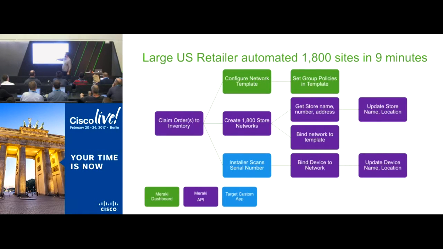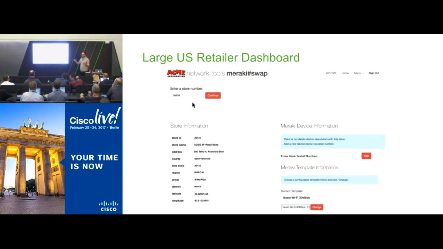So now you see, you claim the order, create the networks, add the store name, update the store location, bind the device to the network. You still need to get the serial number, so they still have to know which device goes to which store. And instead of shipping it to a staging area and going through box by box and scanning each serial number and shipping to that site, scan, ship, they built their own application so the store manager or the installer at the store could just scan the serial number, type in the store number. And they had to pull some information from their own API, from their own store finder on their own website. They just crawled their own website to pull the store information and put that into their Cisco Meraki cloud. And at the same time, they type in the serial number, then they set the guest Wi-Fi speed. So you can change a template and you can have this very limited view.